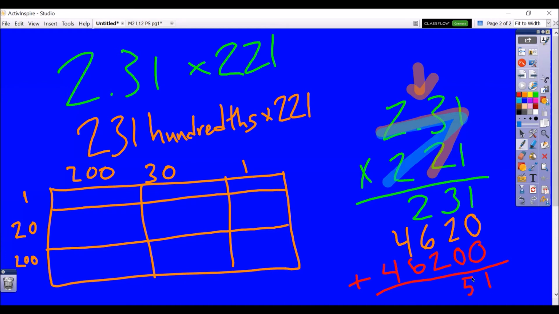2 plus 6 is 8, plus 2 more is 10. 4 plus 6 is 10, plus 1 more is 11. 4 plus 1 is 5.